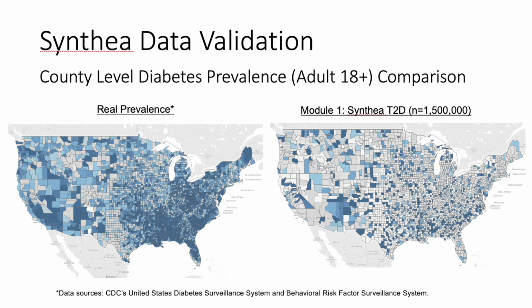As you can see, hotspots on the left map are in the southeastern region of the US. For example, states like West Virginia, Alabama, Kentucky, Mississippi, Georgia, Arkansas, just to name a few. However, Synthea data did not produce these hotspots. In addition, rural areas have a more significant prevalence discrepancy compared to urban areas.